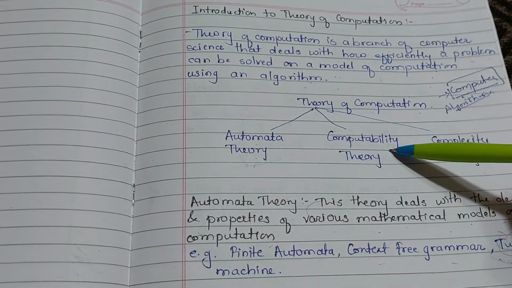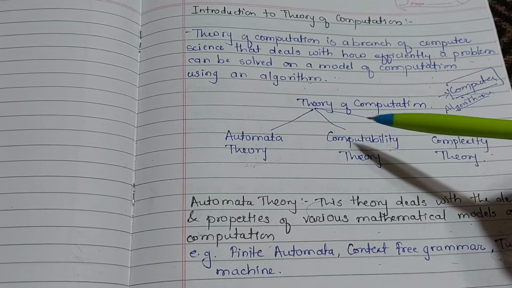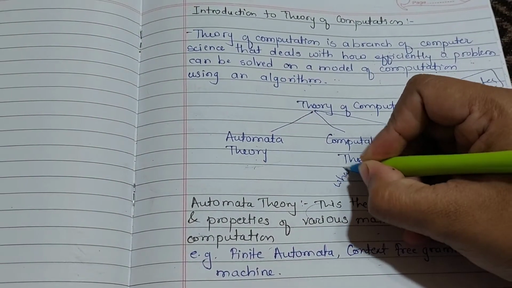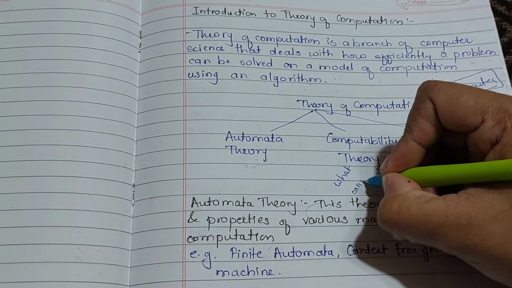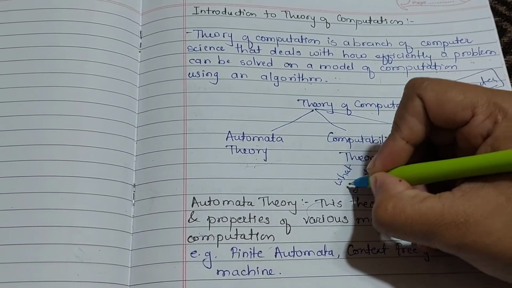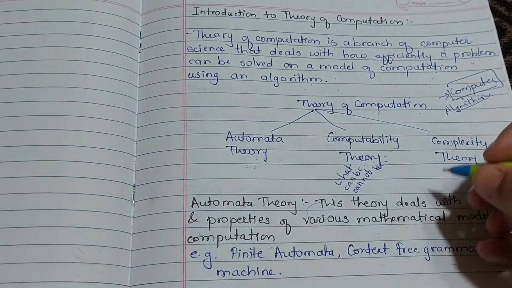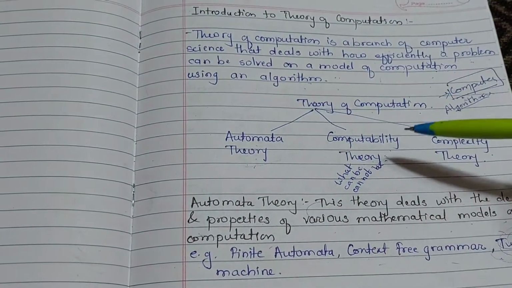The next theory is computability theory. This theory deals with what can be solved with the model and what cannot be solved. What can and what cannot be solved with that model, that is there inside computability theory.